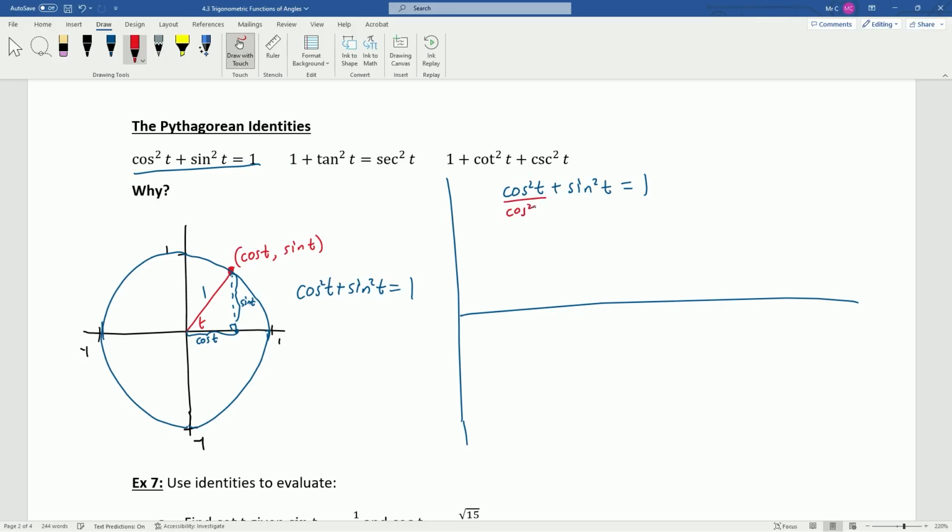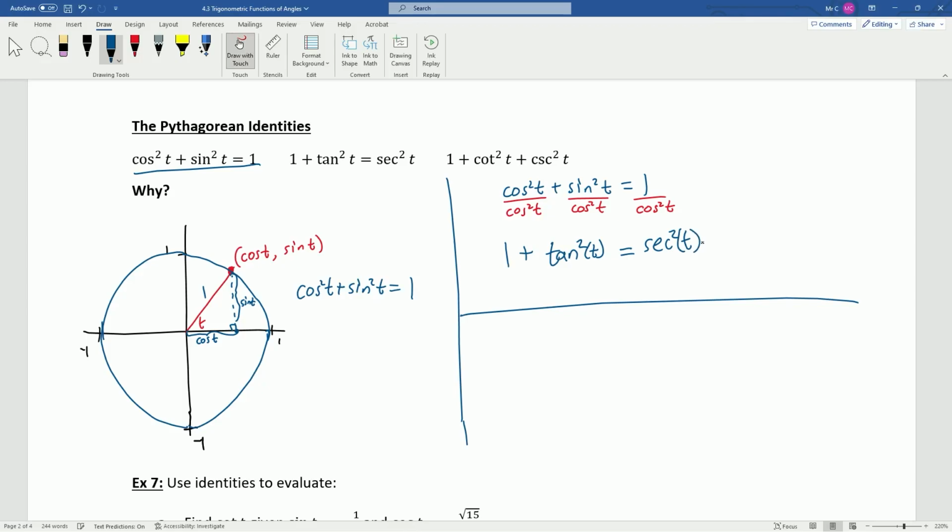I could just divide everything by sine squared of t. And if I divide everything by sine squared of t, my equation is still true. And what do I get? Instead of cosine squared of t, I get cosine squared of t divided by itself. That's 1 plus sine of t squared divided by cosine of t squared, which is tangent of t squared. And 1 over cosine squared of t is secant squared of t.